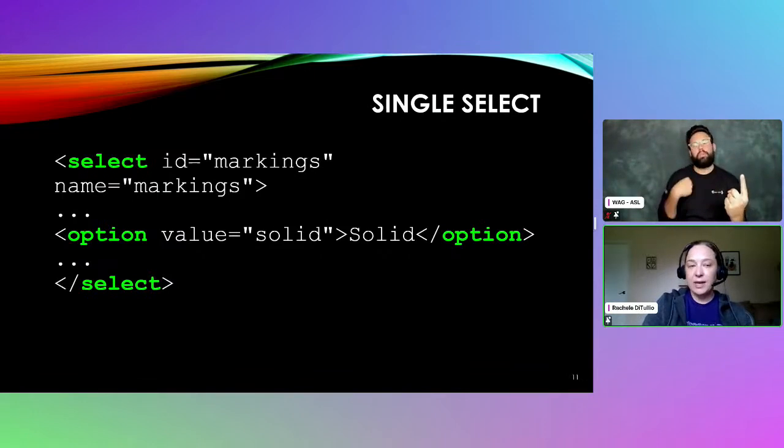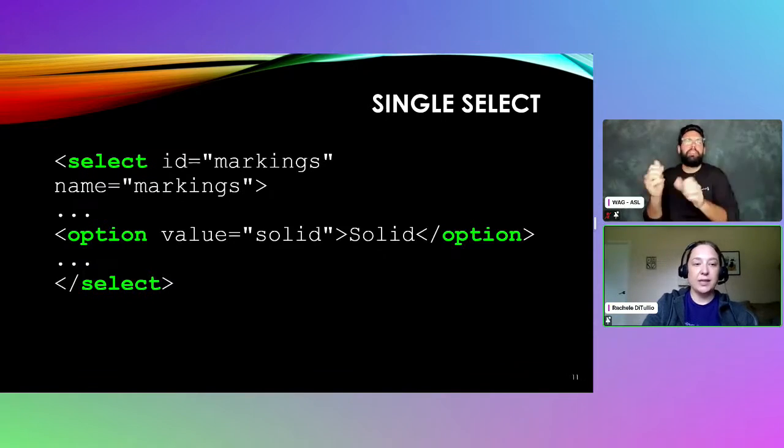We still have an ID for that element, and that ID will again programmatically link to our label for our select. And each of the items in your select list are created using the option element. So here I've got one option highlighted for cat's markings, and being solid, a solid colored cat is one of the options that you can select.